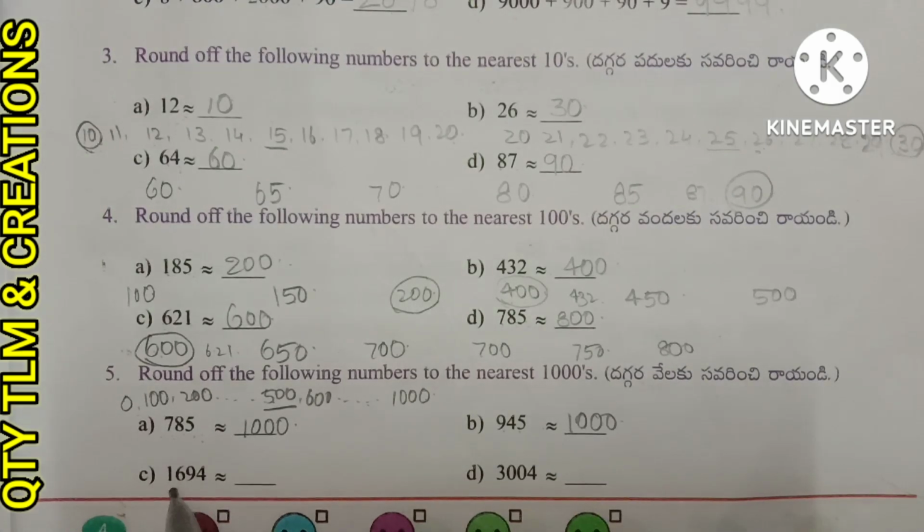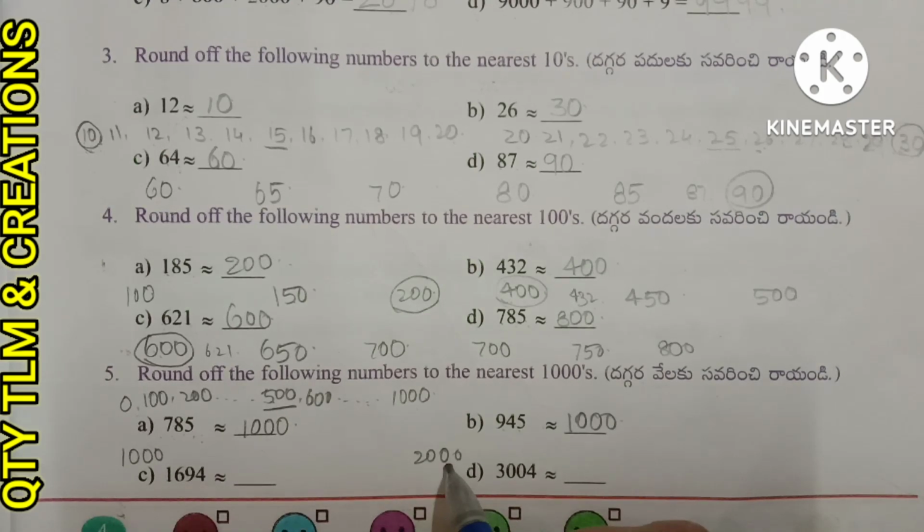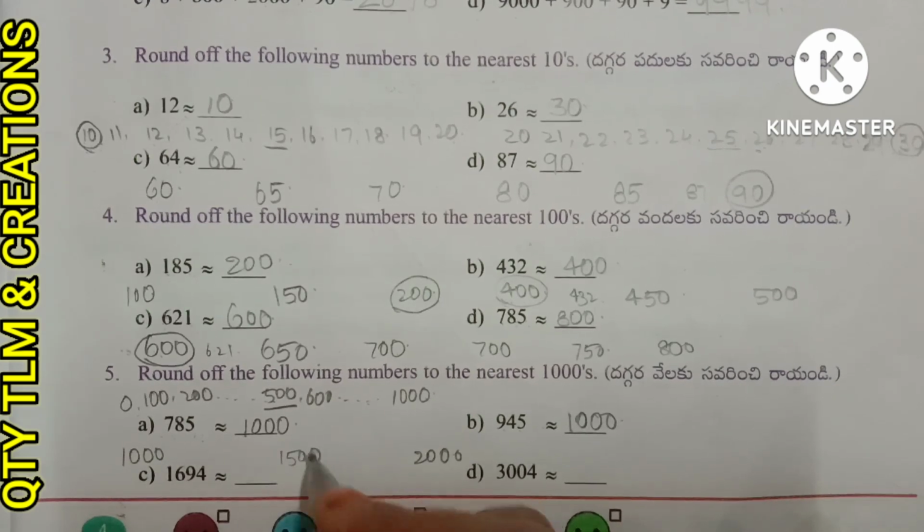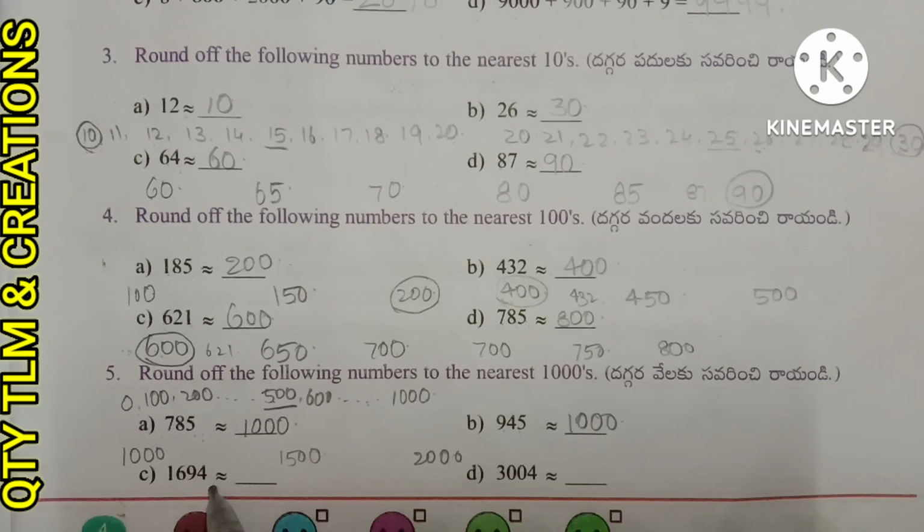Next, see 1694. Here 1694 is in between 1000 and 2000. The mid number of 1000 and 2000 is 1500. So 1694 comes after 1500, so it is nearer to 2000.